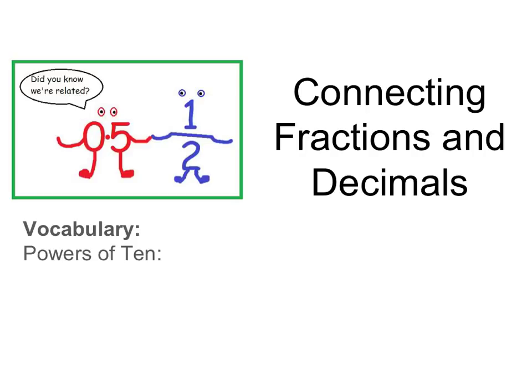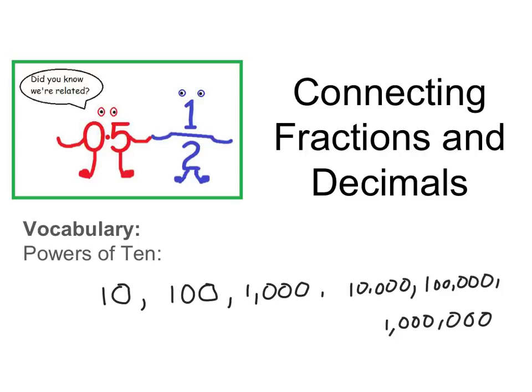So the powers of 10 are all the multiples of 10 by itself. So anything that could be written as 10 to an exponent. For example, 10 is a power of 10. 100 is a power of 10. 1,000 is a power of 10. I want you to write down the next 3 powers of 10. So hopefully you wrote 10,000, 100,000, and then 1 million.